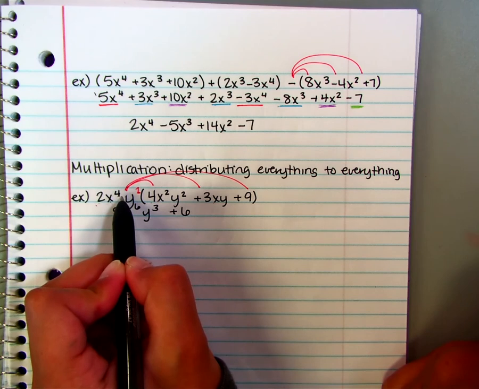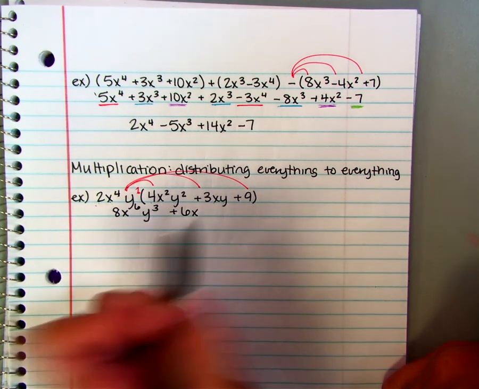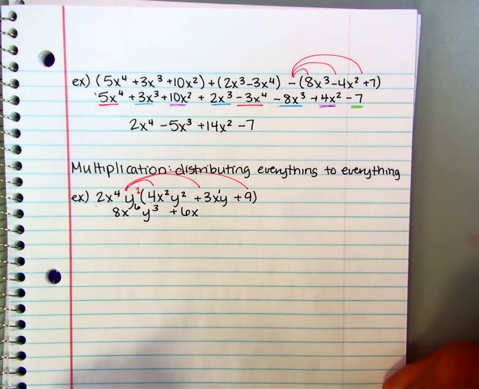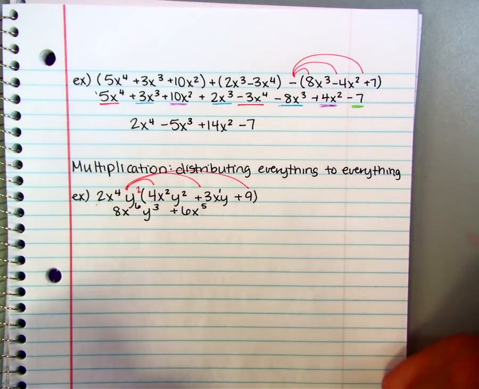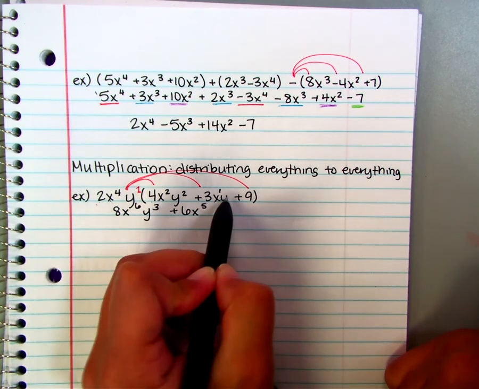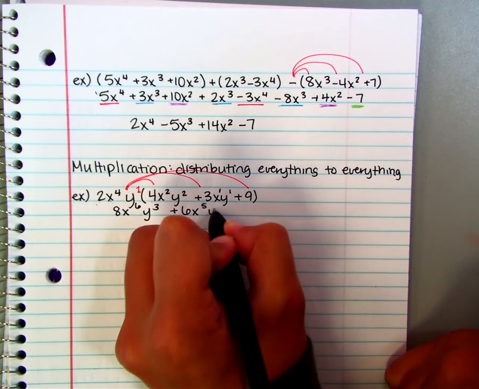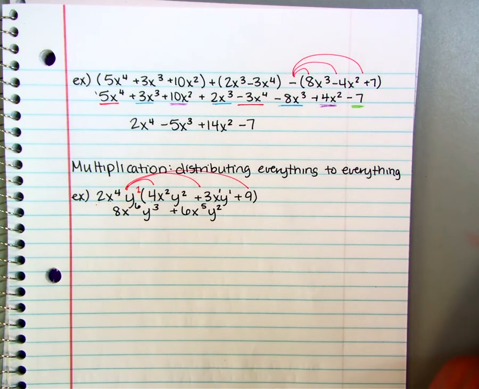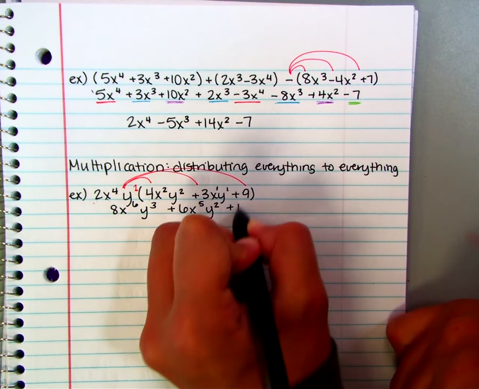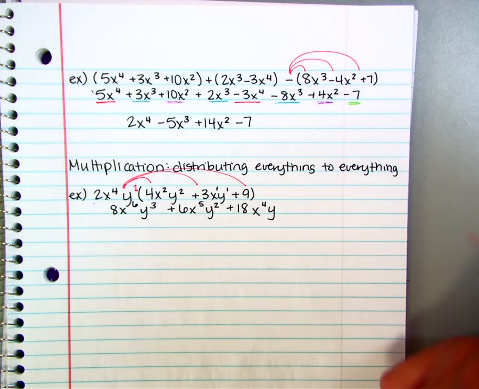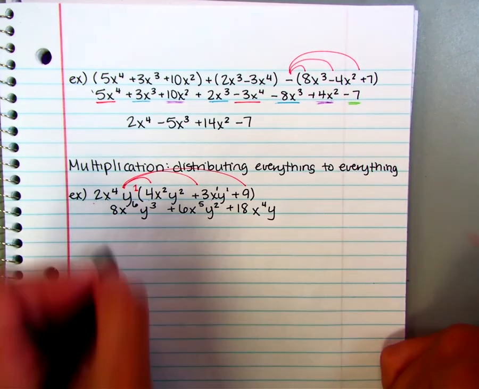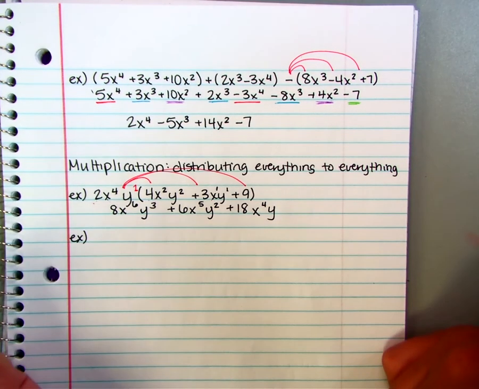X to the fourth times x. Same thing here. We understand that there's a 1 there and it doesn't change the value. So we'll have 4 plus 1, which is 5. And y to the first, 1 plus 1 is 2. And then this last one is easy because it doesn't have any variables. So we just have to multiply that 2 times the 9 and then attach that x to the fourth y. Done. Super straightforward.